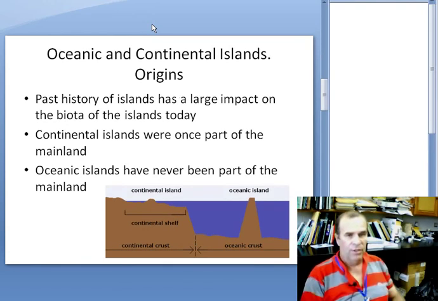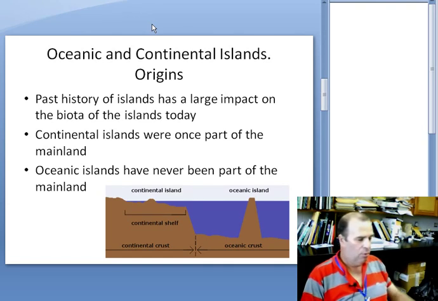So the first and most important part of how the biotas of oceanic and continental islands differ is their history, basically where they came from and what has happened to them in the past. Their origins are probably the most important thing when it comes to what sort of biota you have on continental as opposed to oceanic islands.